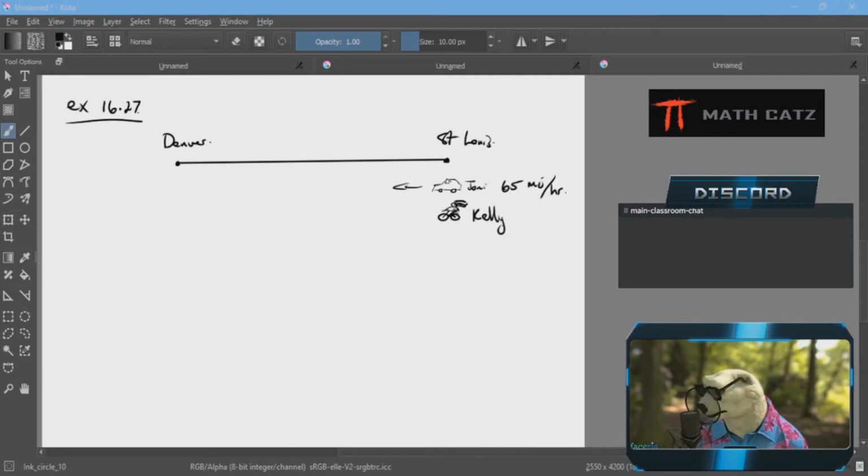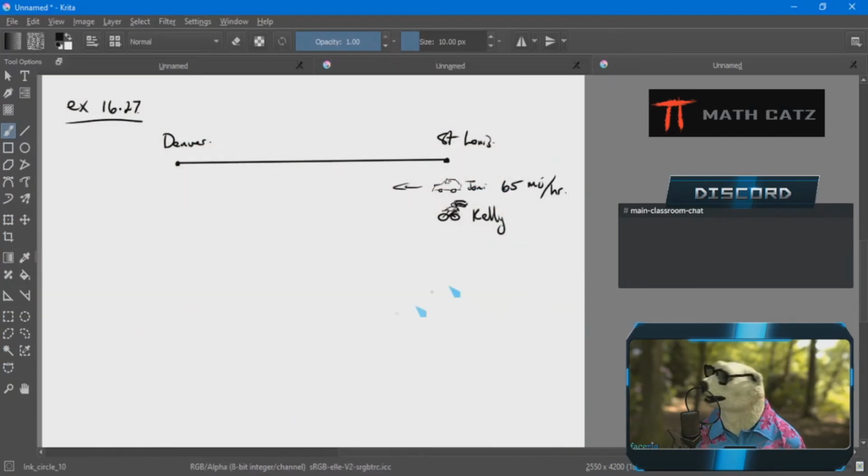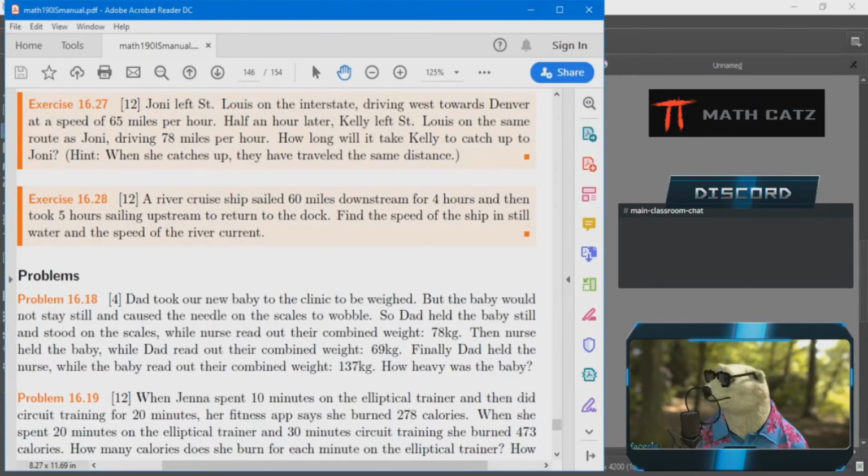Kelly goes at 78 miles per hour, obviously a little faster. And she is eventually going to catch Joni because she's going to go half an hour later. So eventually they're going to meet each other. Let's suppose here they meet. Now this is hard for some, so I don't want to go too fast. I want to sort of paint a picture of how we approach this.